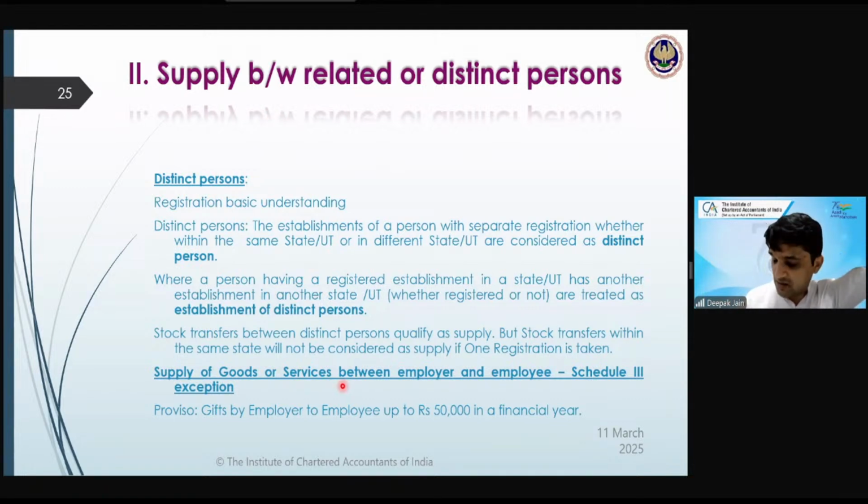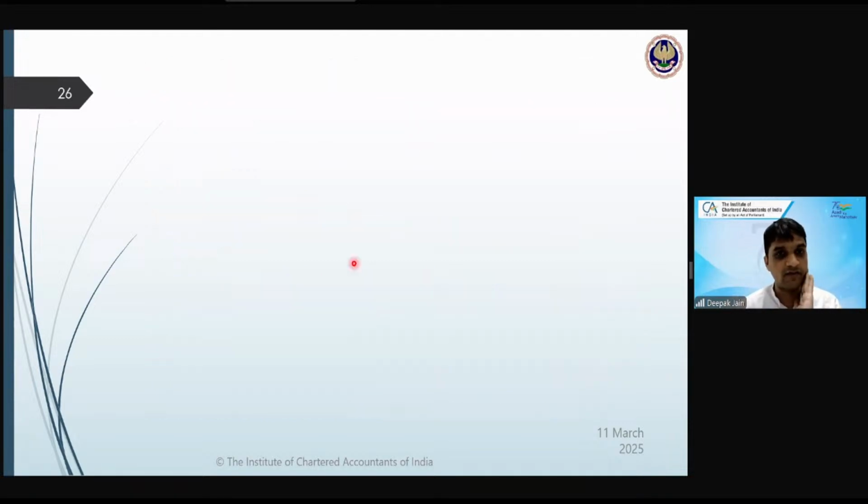Stock transfer, as we had discussed, Ishan, any kind of stock transfer within the state will not be liable to GST if you have taken one registration. But if you have taken separate registration, then this stock transfer will be liable. And to any person outside the state, that will always be liable to GST. Correct. If the principal supplies goods to the agent, then the agent should pay GST on the goods. We will come to that point and understand, because there are various kinds of principal-agent relationships. So till here you understood distinct person.